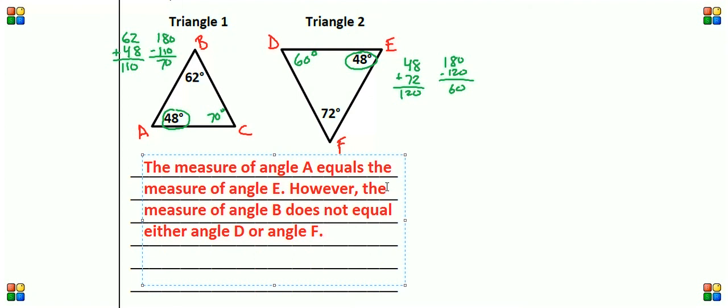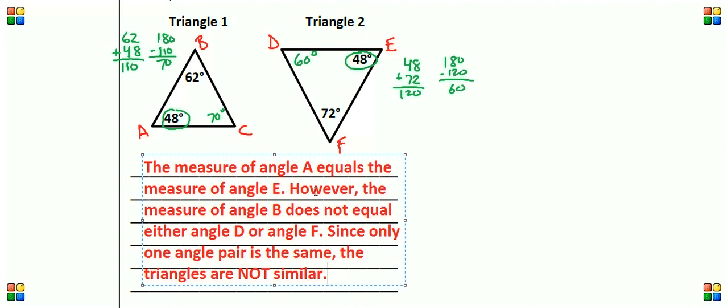And then I can just put my conclusion. There's my evidence. Here's my conclusion. Since only one angle pair is congruent, or I can put is the same, the triangles are not similar. So again, look at my proof, class.